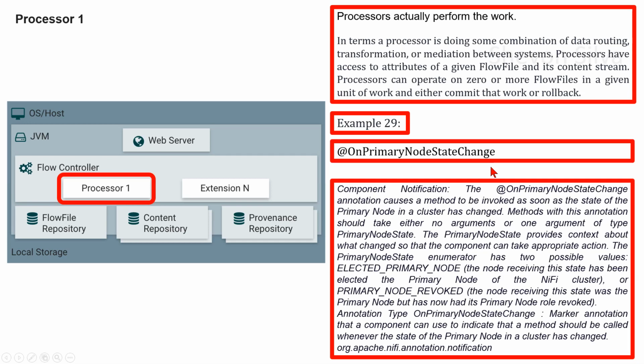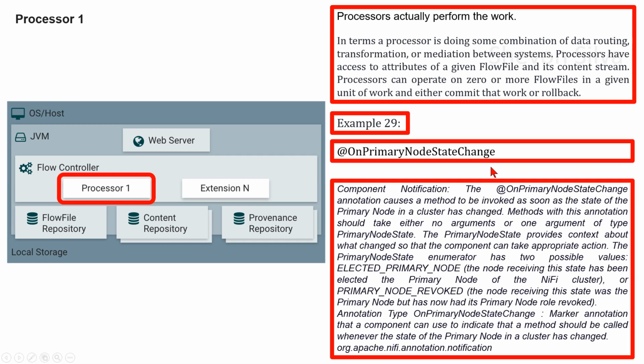The PrimaryNodeState enumerator has 2 possible values. ELECTED_PRIMARY_NODE: the node receiving the state has been elected the primary node of the NiFi cluster. PRIMARY_NODE_REVOKED: the node receiving the state was the primary node but has now had its primary node role revoked.